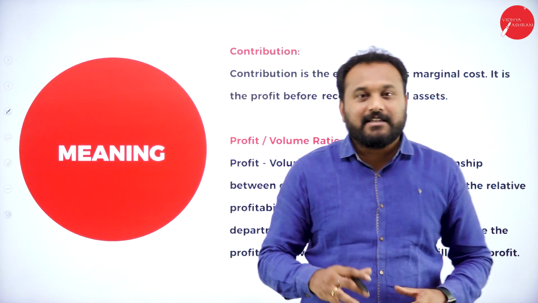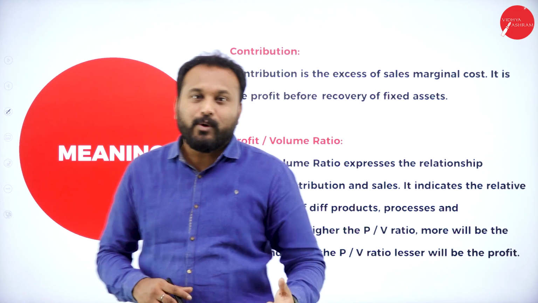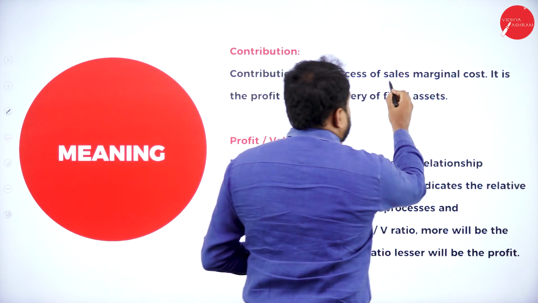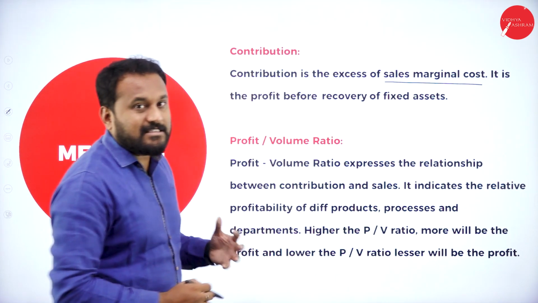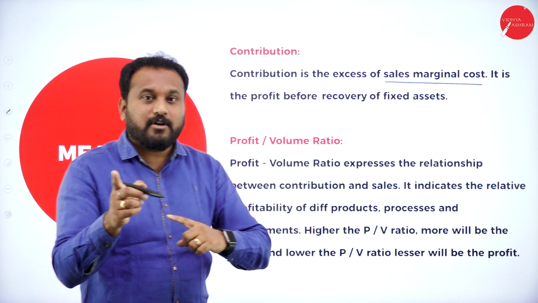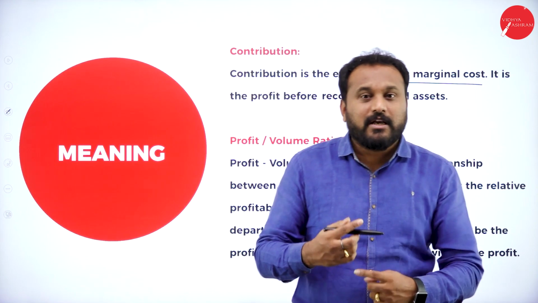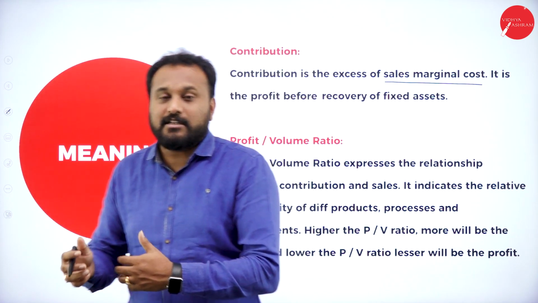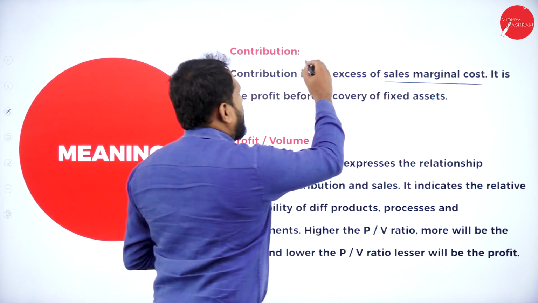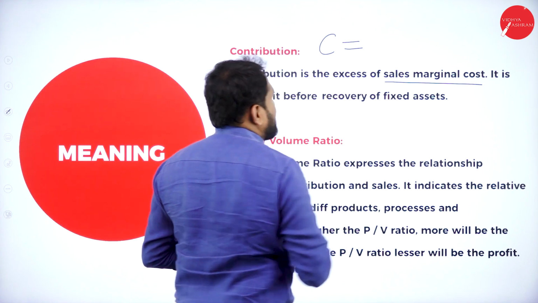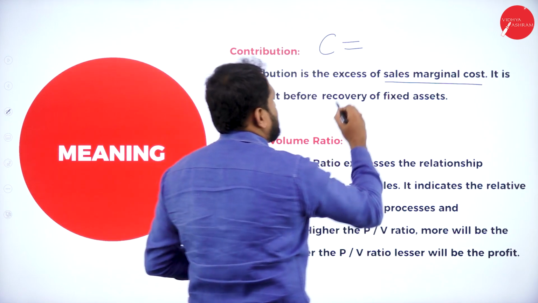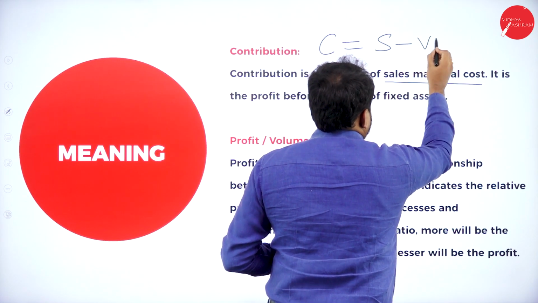Now students, understand what exactly contribution is. Contribution is the excess of sales over marginal cost. Now marginal cost means variable cost. Marginal cost can also be called variable cost. We have studied that marginal cost and variable cost are both the same. Contribution is always denoted as C. C is equal to the excess of sales over marginal cost, that means sales minus variable cost.